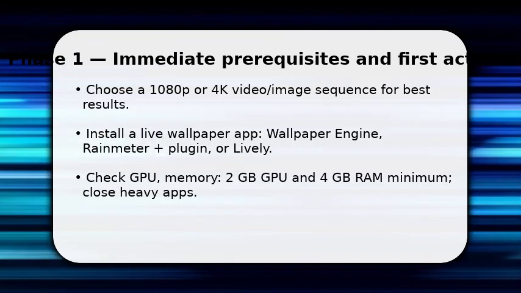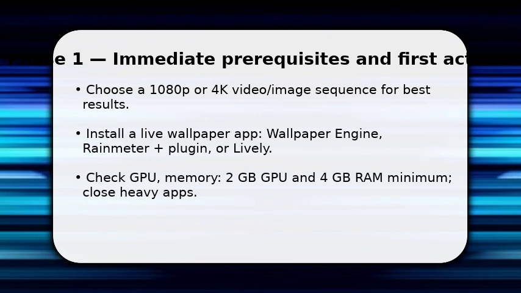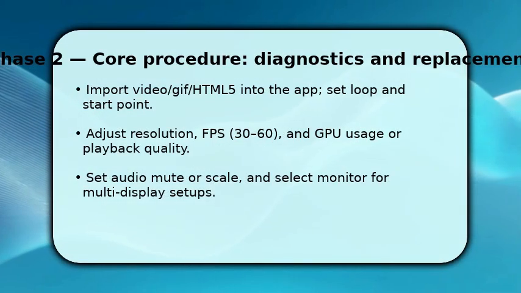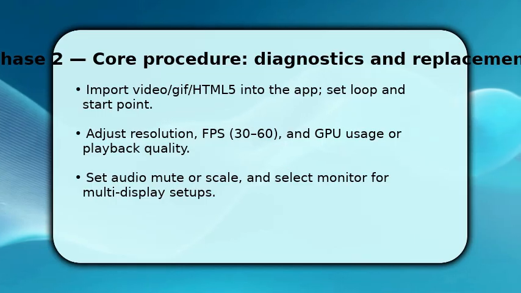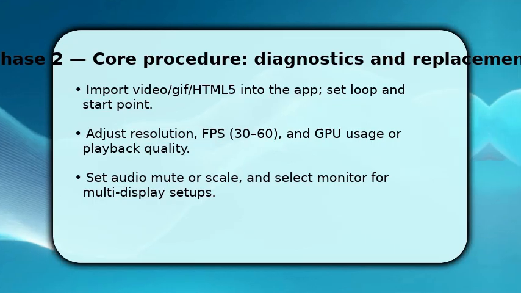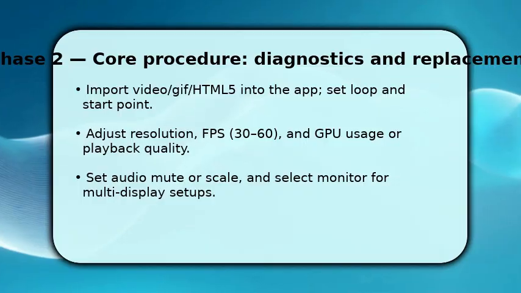Now open the Wallpaper app and import the file. We configure output and performance next. You import the media and immediately set how it plays. Loop, start point, and playback speed so animation looks natural. Next, adjust resolution and FPS, aim for 30 to 60 depending on your system, and configure GPU usage or quality presets to balance visuals with performance.